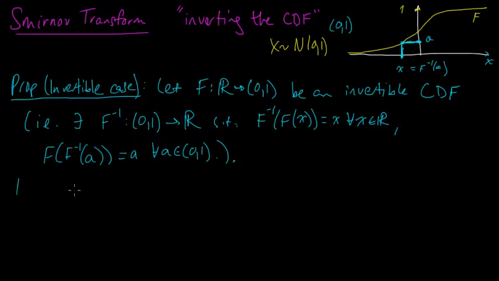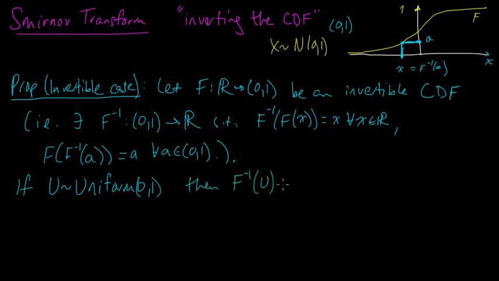Then, let's say this. If U is a uniform random variable on the interval from 0 to 1, then F inverse of U is distributed according to the CDF F. In other words, this random variable, F inverse of U, has CDF F. The CDF of this random variable is F.